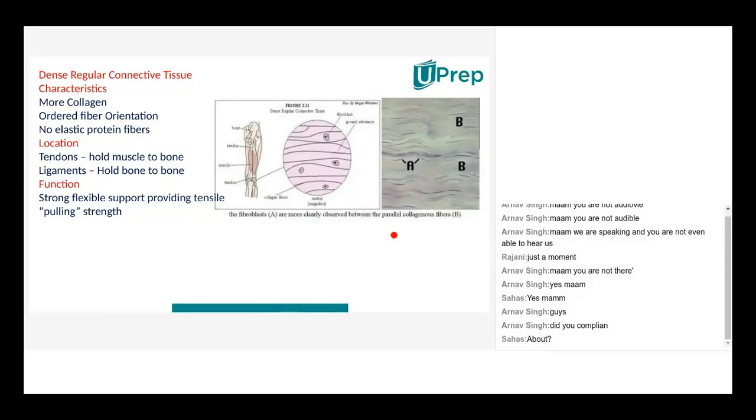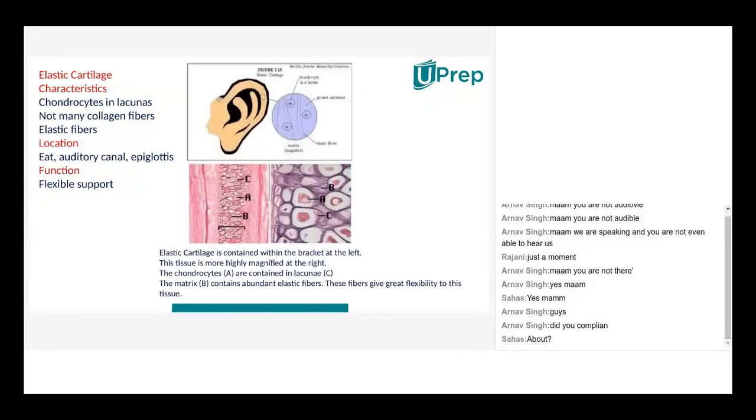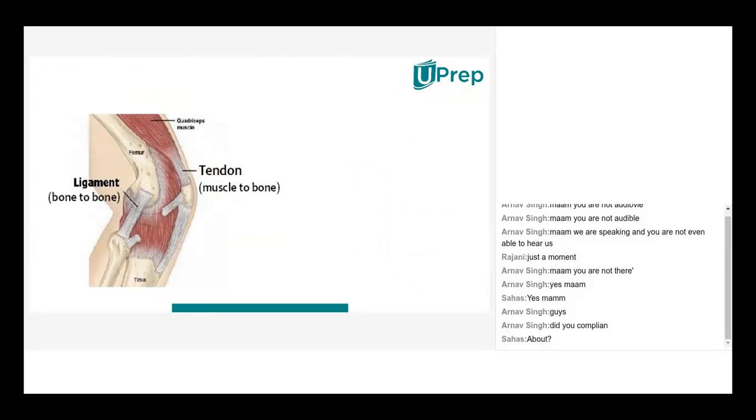Now this is the one we are discussing, the dense regular connective tissue. Dense irregular connective tissue you'll find in skin. Clear? Then if you see the word tendon, this is tendon. The gray color part is tendon. So just pointing out here, this is tendon and above this is tendon.